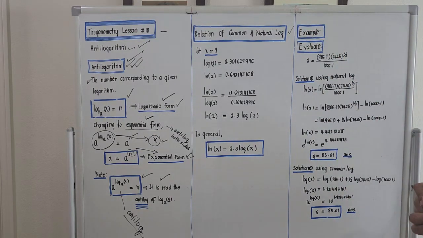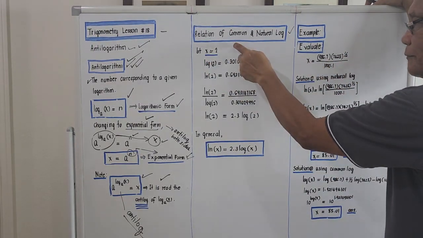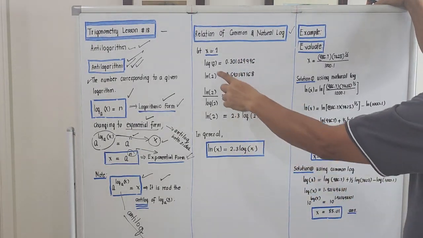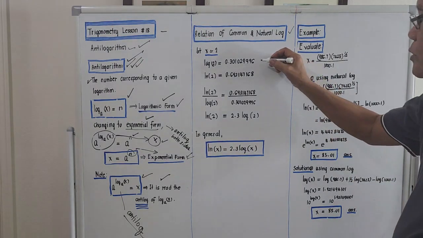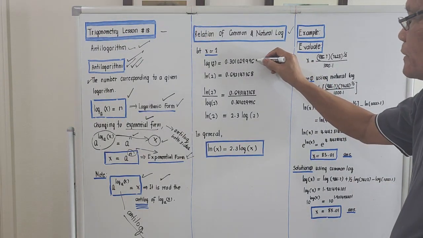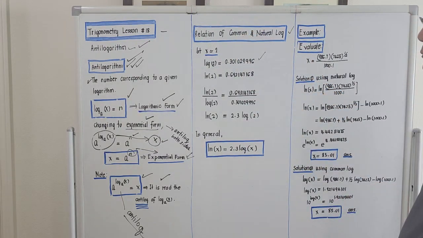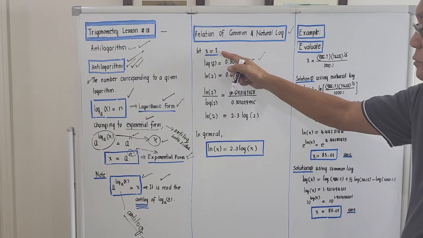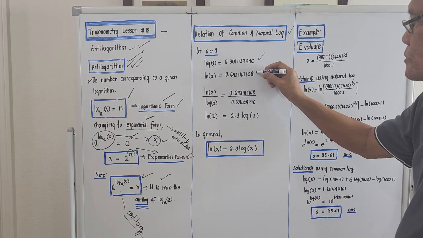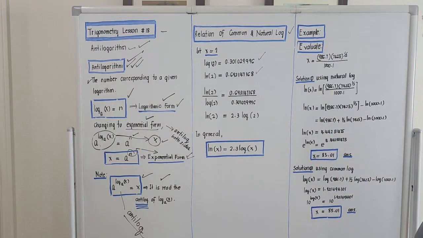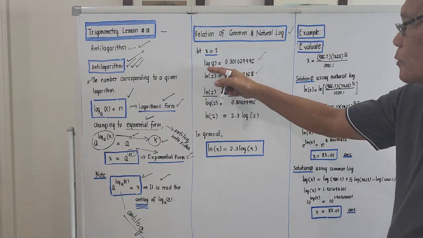Let's assume x to be equal to 2 for the meantime. If we try to take the common logarithm of 2, it will be 0.301. Natural logarithm of 2 is 0.693147. If we try to take the ratio of natural logarithm of 2 over common logarithm of 2, we'll just take the ratios.